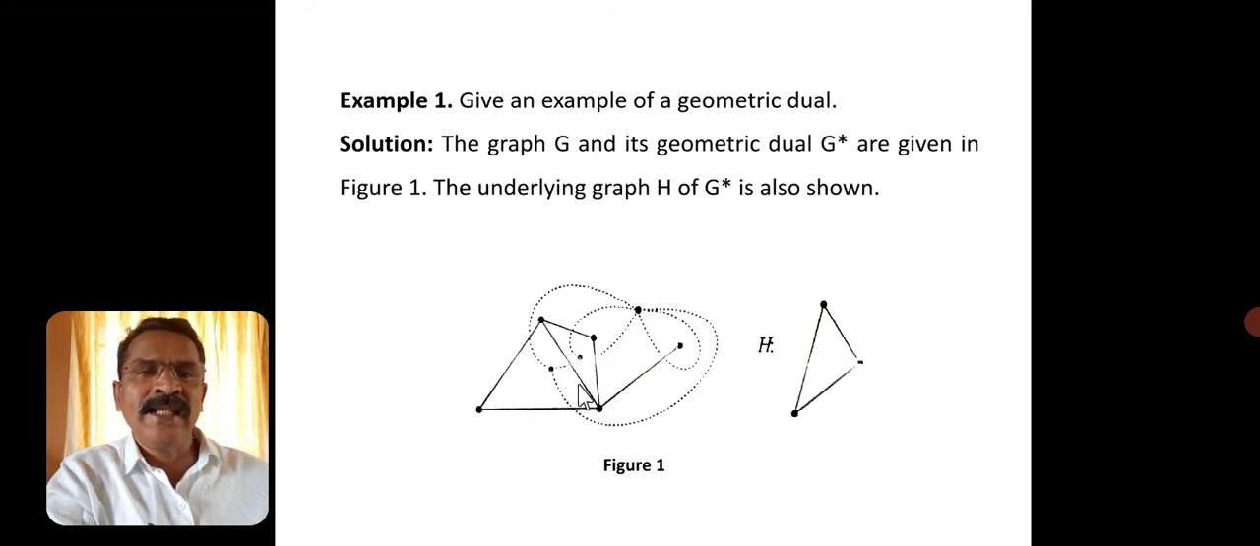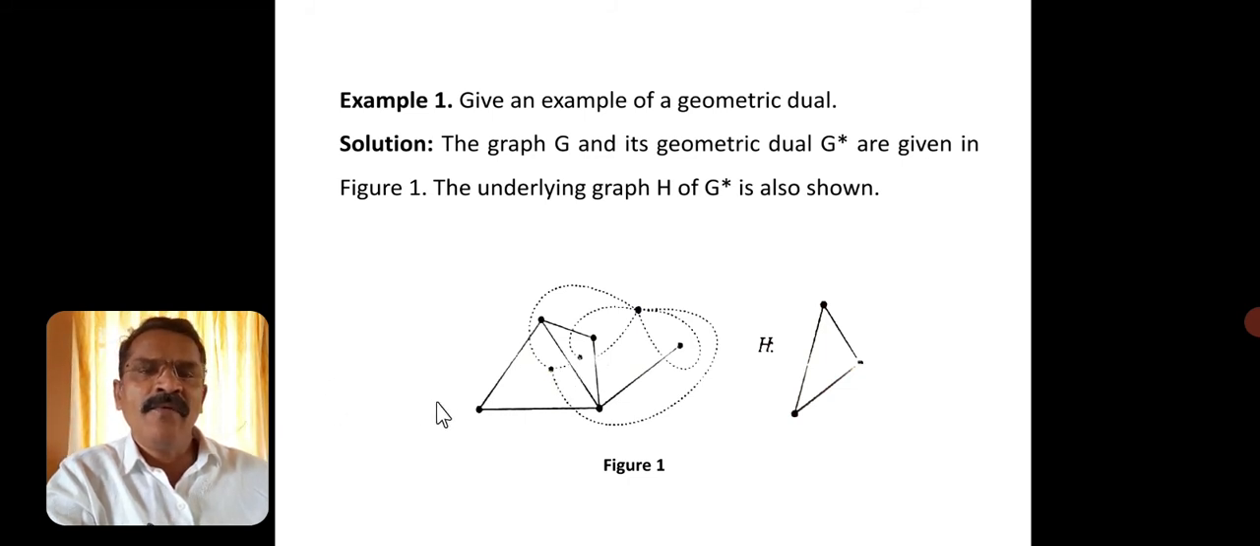So this is an edge common between these two faces. That's why you have to join these two vertices crossing each line which are common to those two faces. So this is the only one line common to these two faces. That's why we have joined by dashed line.